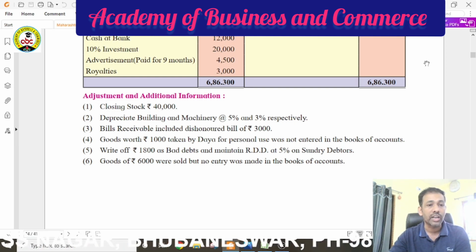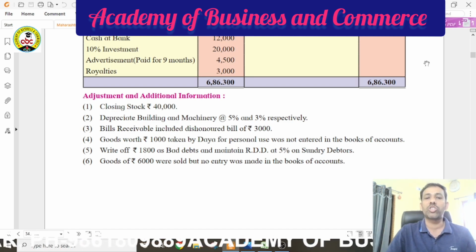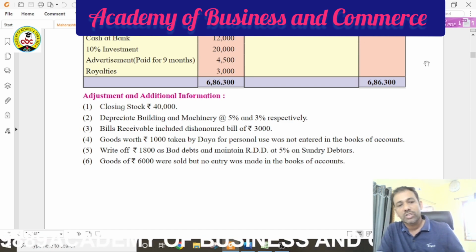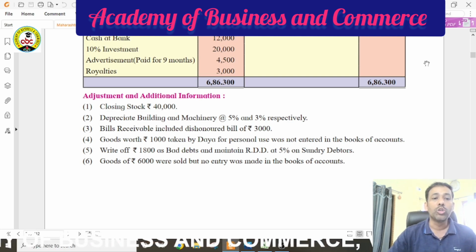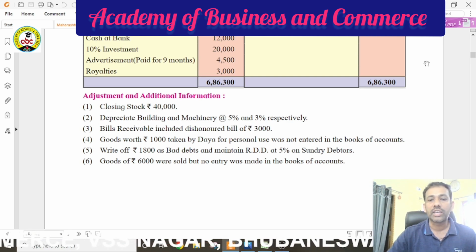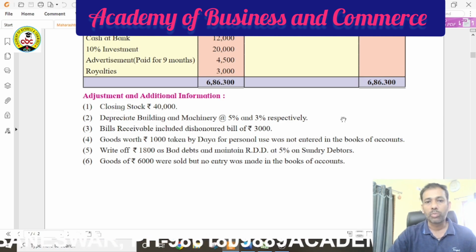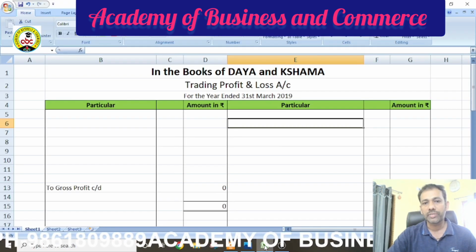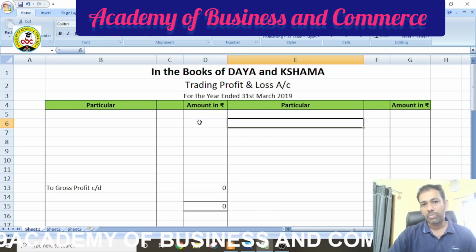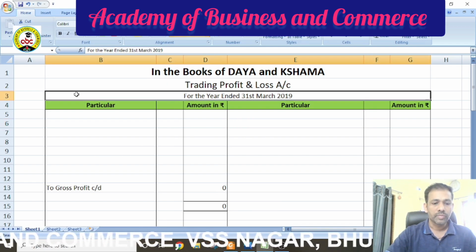Then the next one is the write off of 1,800 of bad debt and reserve for doubtful debt is 5% on sundry debtor. That is an adjustment we have to take with debtor. And goods of 6,000 were sold but no entry was made in the books of accounts. So we will start the problem now. So let us start. So we have to prepare the format like this. The format is like this.